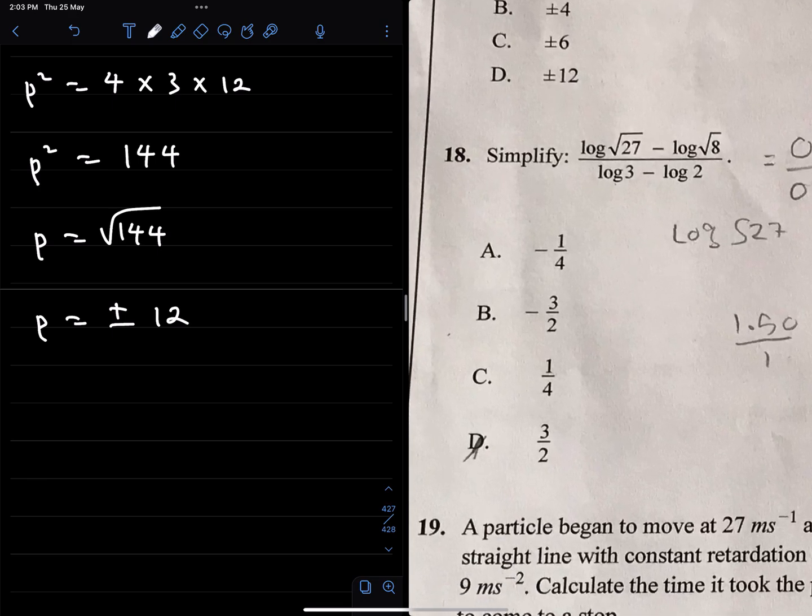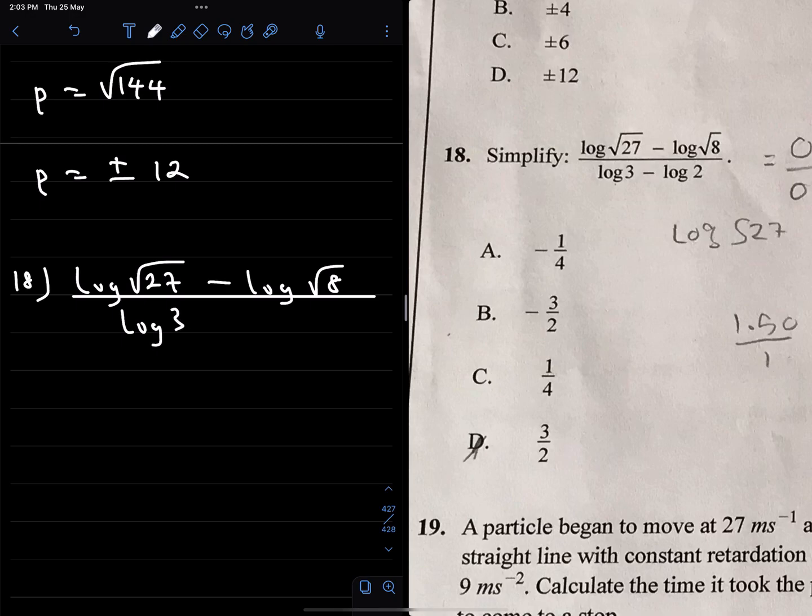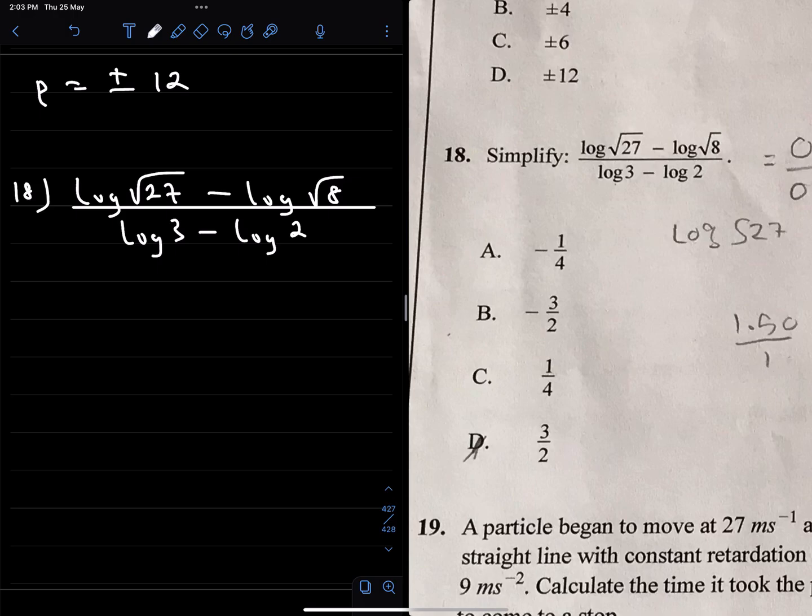Now to the next, which is number 18. Simplify log root 27 minus log root 8 over log 3 minus log 2. You can just do this on your calculator, but let me work it out.